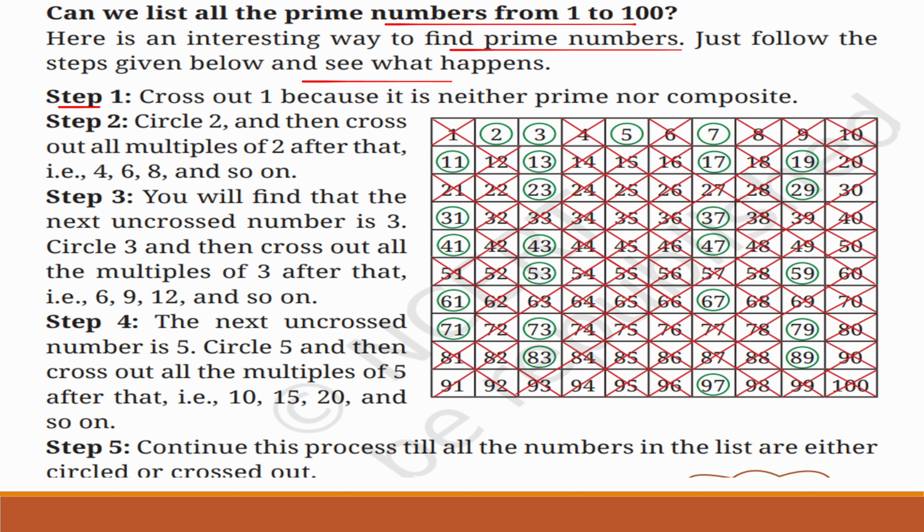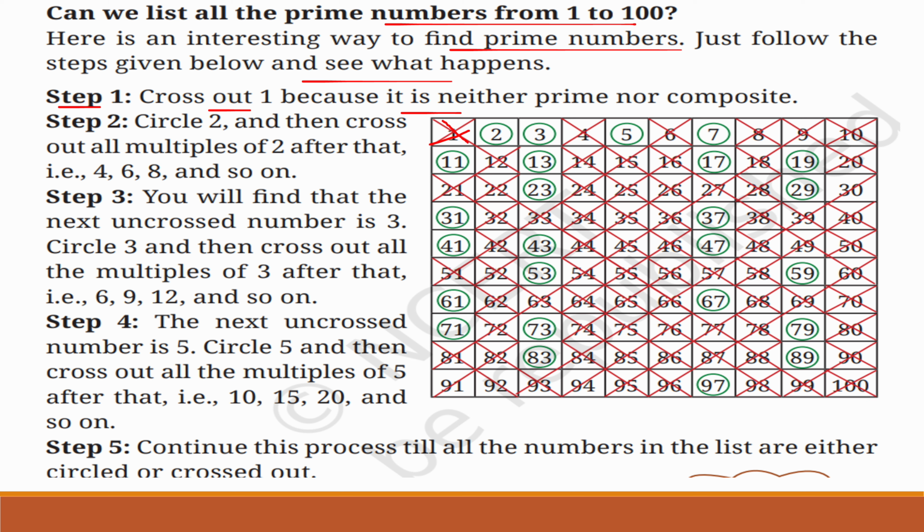First step, cross out 1 because it is neither prime nor composite. So first you construct a grid of numbers 1 to 100. Then cross out 1. Why? Because 1 is neither prime nor composite. So you just cross this.